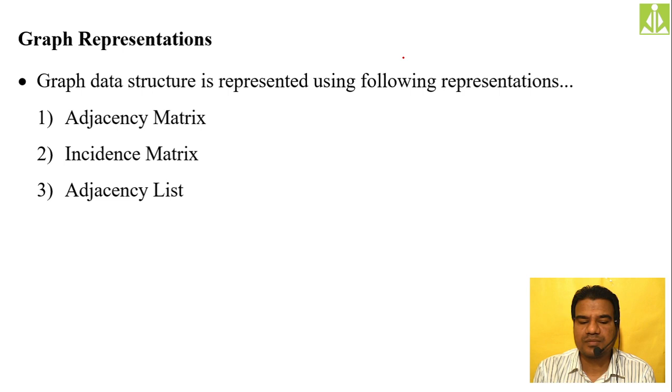Okay, so graph representation. To represent a graph, we have the following techniques. We use adjacency matrix, incidence matrix, and adjacency list. These three things can be used to represent a graph. First we go with adjacency matrix. Sometimes they will give this question for 2 marks because it is very easy. You just need to draw the adjacency matrix for the given graph.